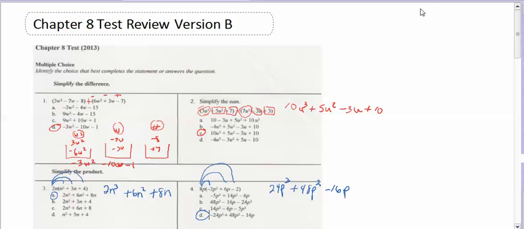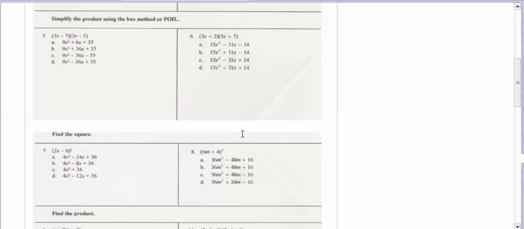Okay. Next. This one says to simplify the product using either the box method or the FOIL method. I'm going to use the box method for one, and the FOIL method for the other one. It doesn't matter which one you choose, we're going to get the same answer. So I'm going to set up the box method for the first one.